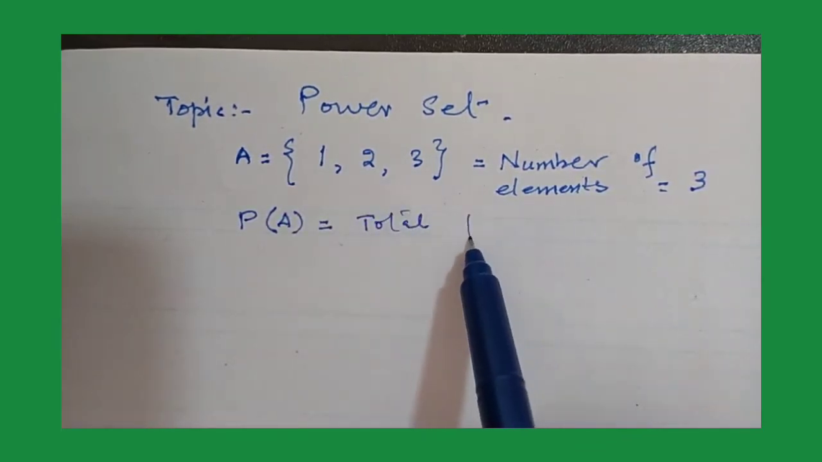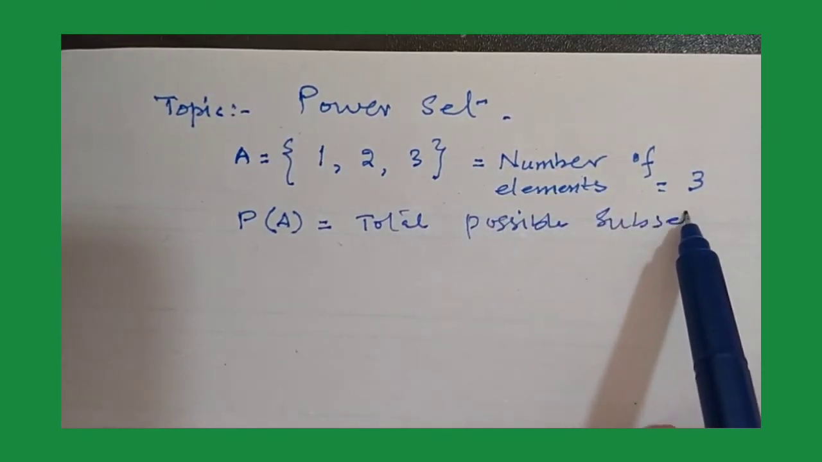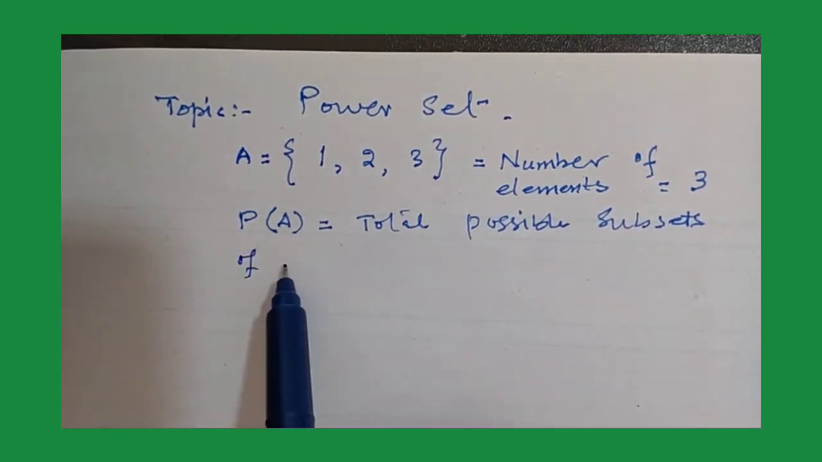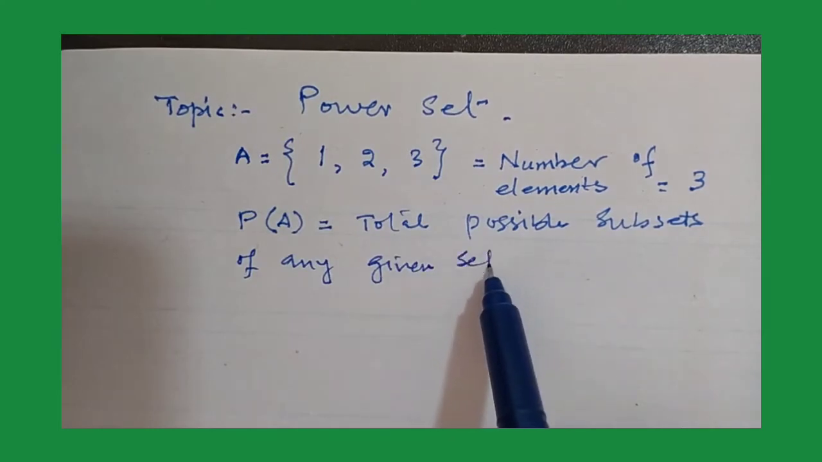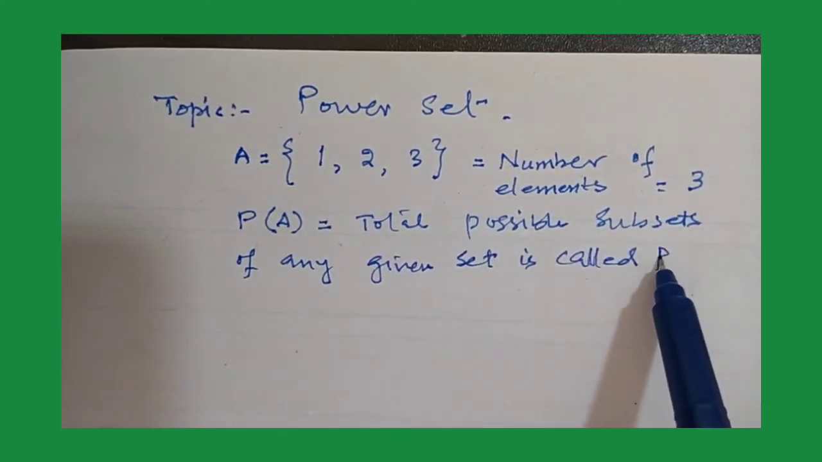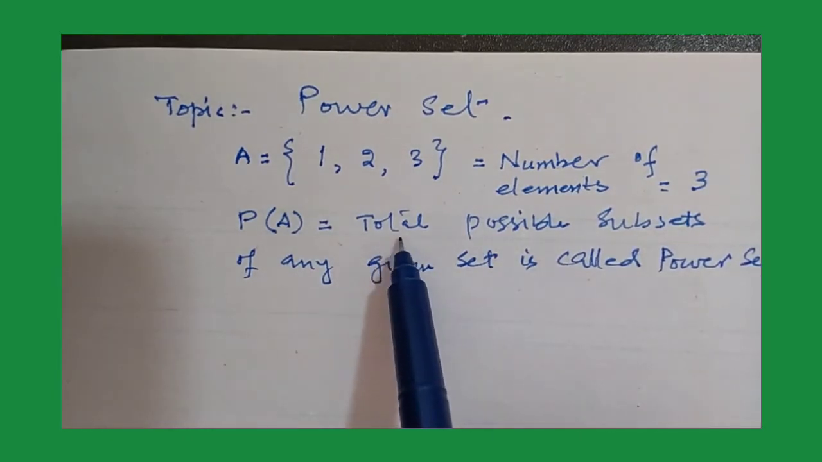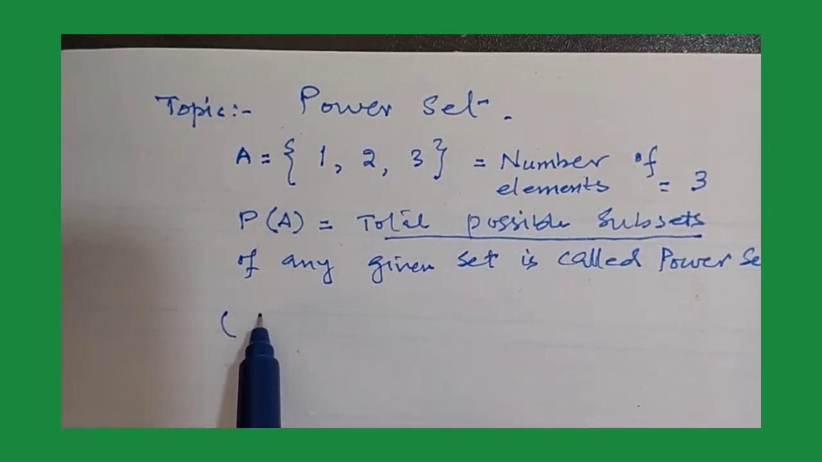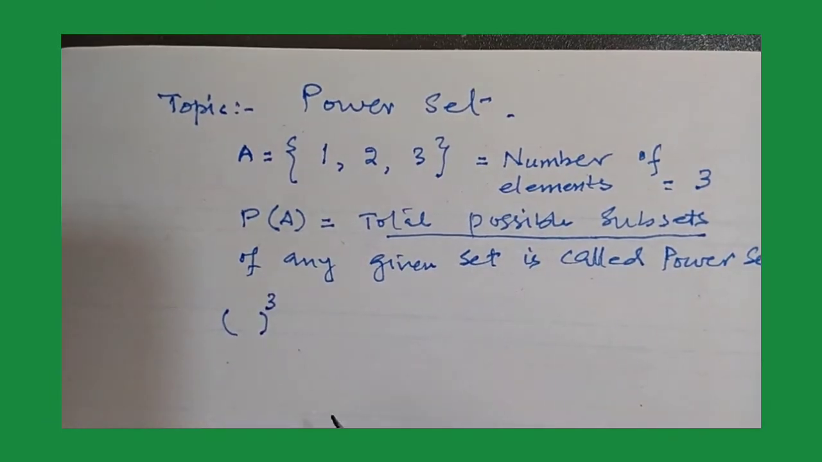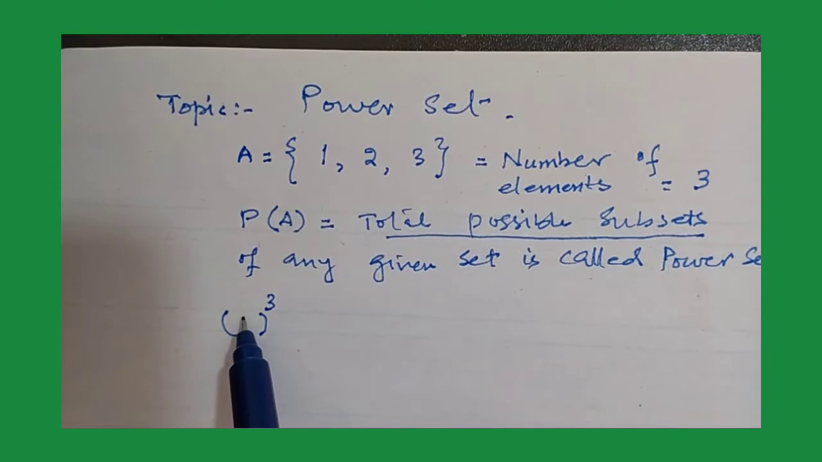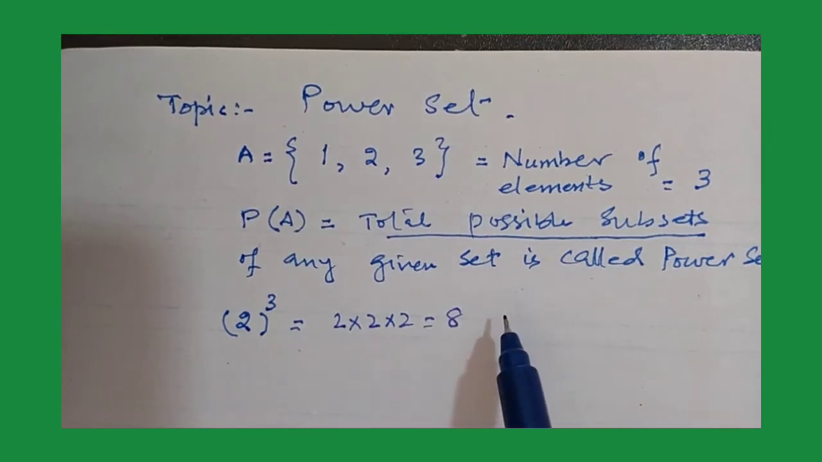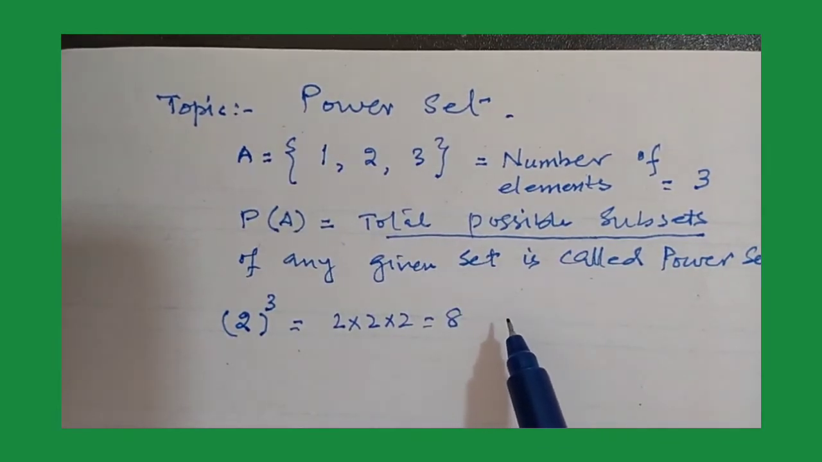Total possible subsets of any given set is called the power set. How many subsets are possible? If there are 3 elements, then we take 2 to the power 3. The answer will be 2 multiplied by 2 multiplied by 2, which is equal to 8. It means the possible subsets of set A will be 8.